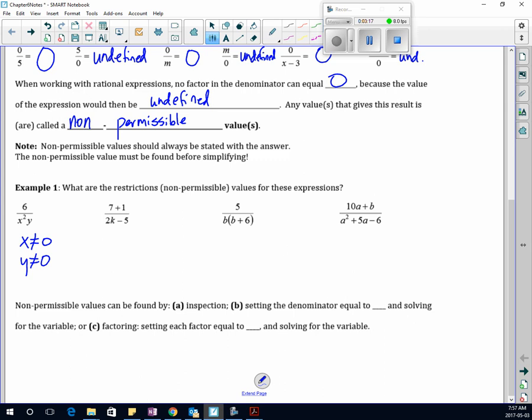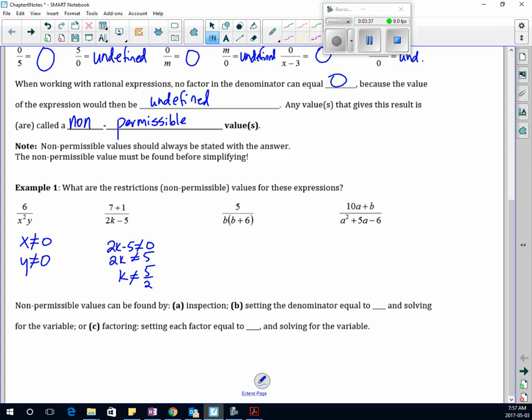If you can't see what k can't be, set it equal to 0 and solve. So 2k minus 5 equals 0. Actually, it doesn't equal 0. So 2k, move the 5 over, can't equal 5. So k cannot equal 5 over 2. Most people can do this the mental math way.